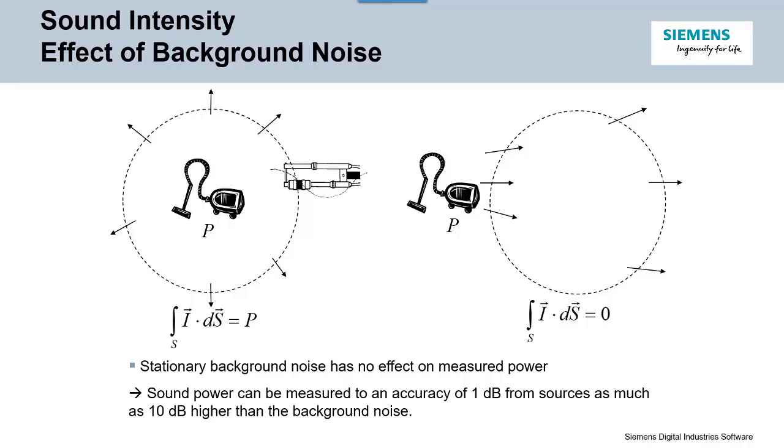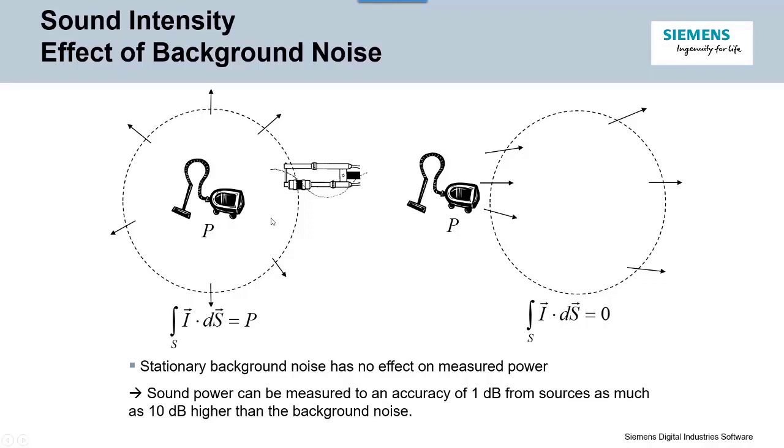What that means is that you don't necessarily have to perform the measurements in a semi-anechoic or an anechoic chamber. You can perform the measurement in a factory kind of setting, where there's a lot of background noise. That's a big deal. And why does that happen? That's because intensity is a vector quantity.